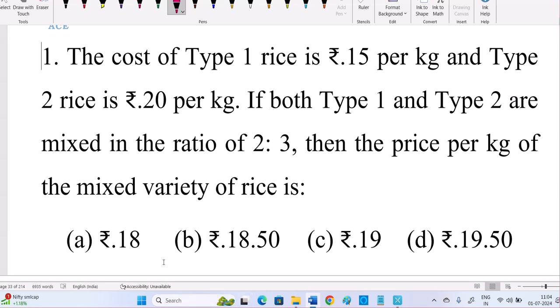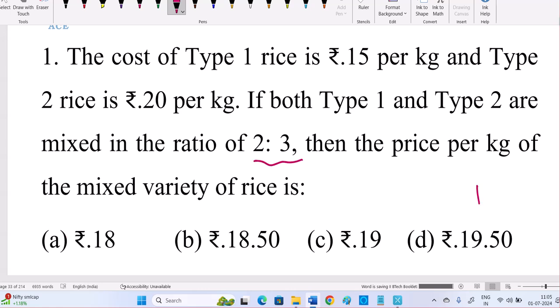I hope you understand the question. This is model 1 where mixed ratio is given. I'll put a tick mark next to MR. MR tick mark means mixed ratio is given in the question. Tick mark indicates it's given, and cross mark means mixed ratio is not given.